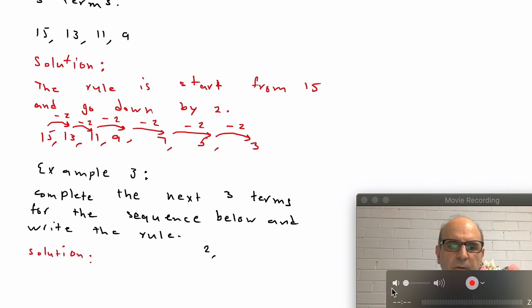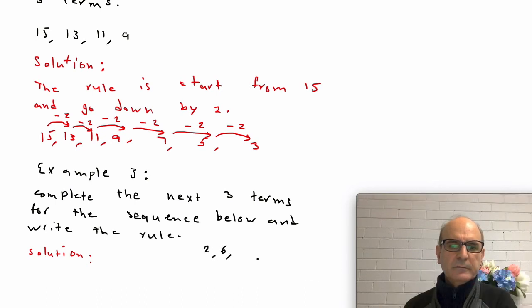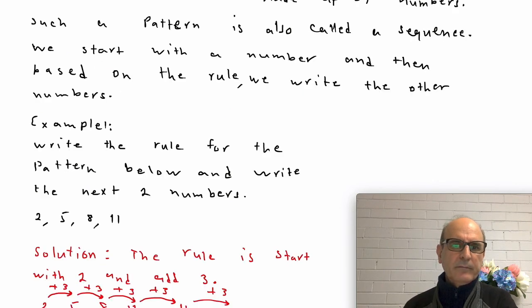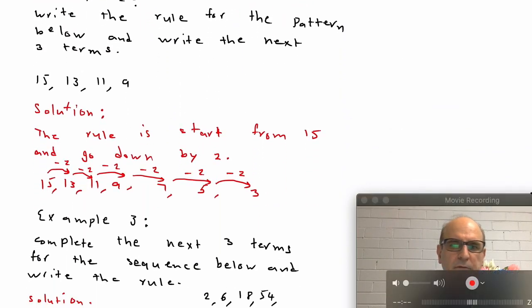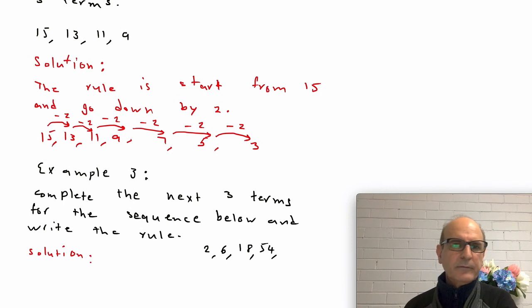So the pattern is 2, 6, 18, 54. Okay, that is our pattern, and we need to complete the rest. Okay, so as you can see, the rule is start from 2 and multiply by 3. 2 times 3 is 6, 6 times 3 is 18, 18 times 3 is 54.